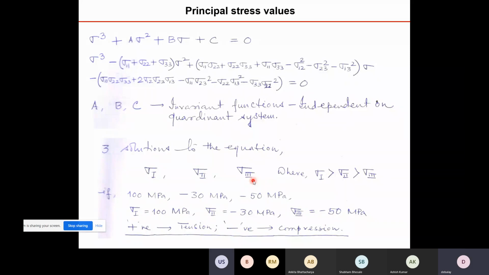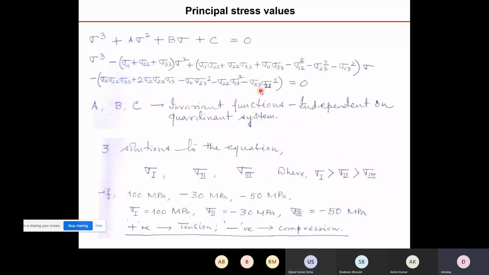Yes, you want to say something? Sir, are all the real values? Yes, they are all real values. They are basically functions of these components, sigma 1 1, sigma 2 2, sigma 3 3. These are real values since the stress tensor has real values. On solving for sigma, it will give real values. Since it is a cubic equation, it can be three real values, or one real value and two complex, like that.